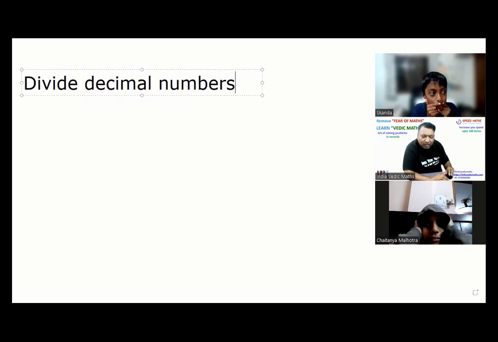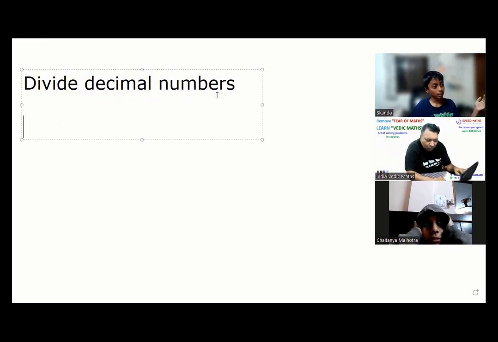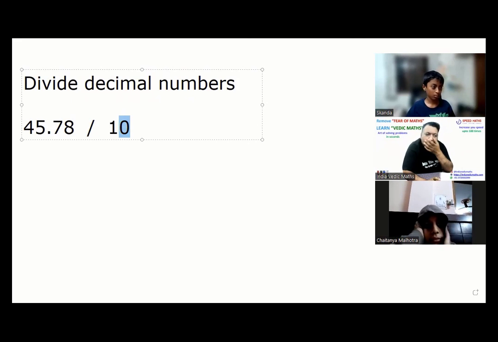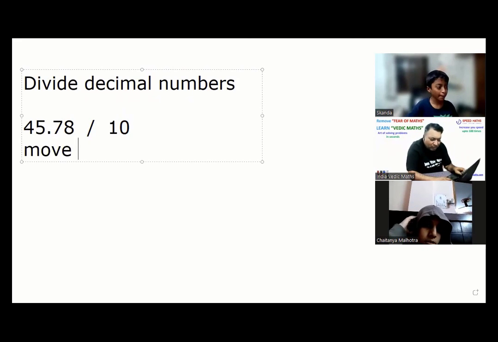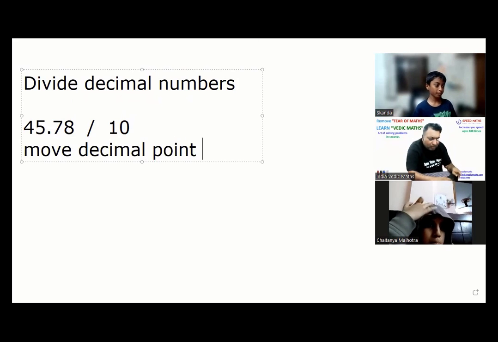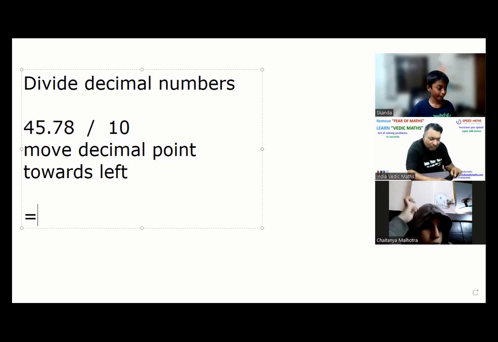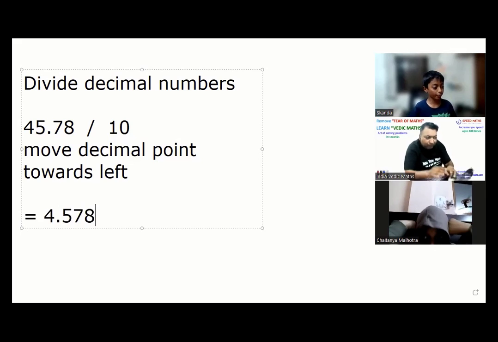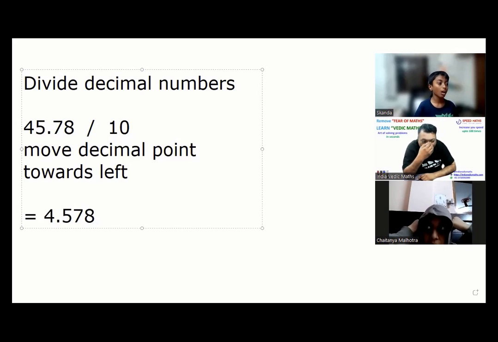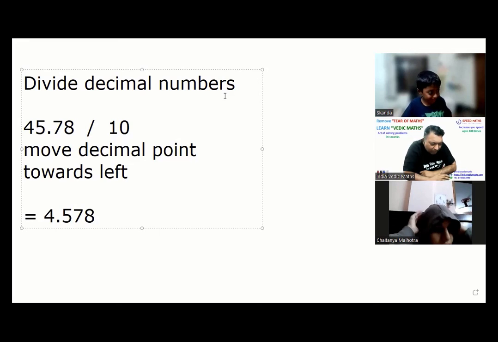Now divide decimal numbers. In division, you go right to left. If it is 5.78 divided by 10, how many zeros are here? 1. So you will say move the decimal point towards the left. How much will I move? One time, because there is 1 zero. So the answer is 0.578. Got it? This is how you do it.